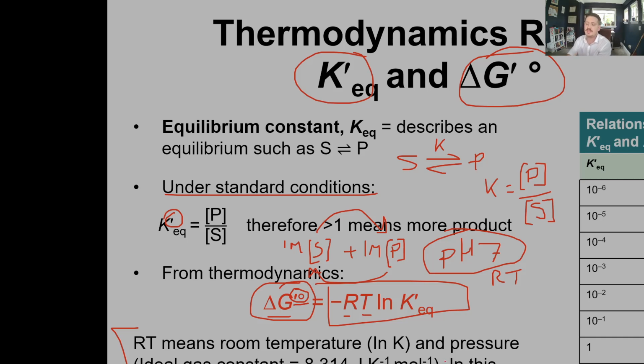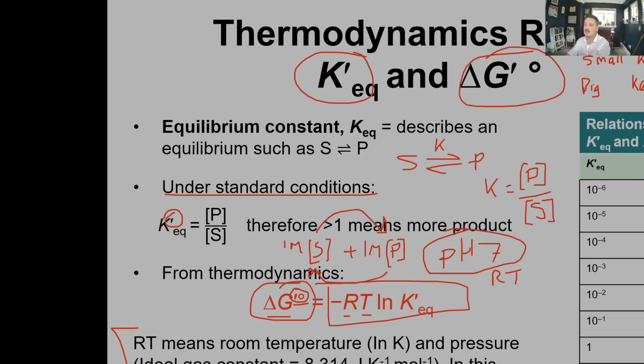And so what we can see is that, remember what I said, if KEQ is small, and let's write it up here, small KEQ equals more substrate, less product. Big KEQ equals more product.